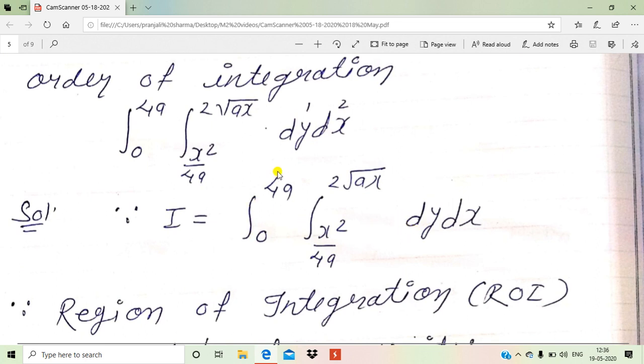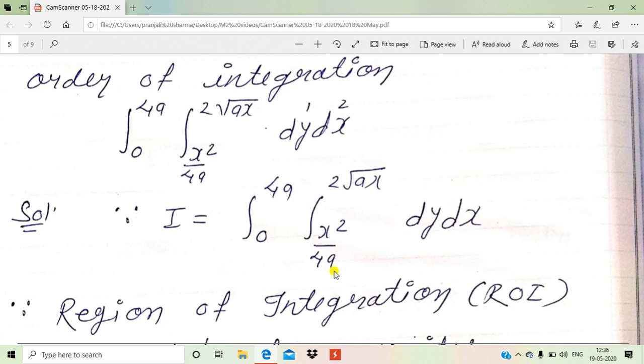Since the limits are from 0 to 4a and from x square by 4a to 2 root over ax, since these limits are functions of x, therefore these are the limits of y, and since y has variable limits, so initially the order is integration with respect to y first, and the second integration is with respect to x. Now we will see how we can change its order.